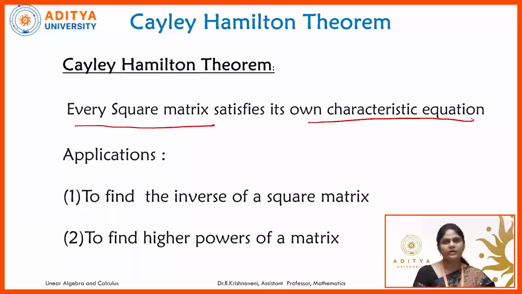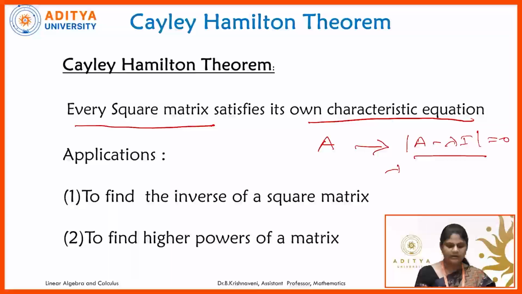If you take any square matrix, you know how to find its characteristic equation. If A is a square matrix, its characteristic equation is given by det(A minus lambda I) is equal to 0. Now in this equation, we get an equation in lambda, and the Cayley-Hamilton theorem states that the given square matrix satisfies its own characteristic equation.